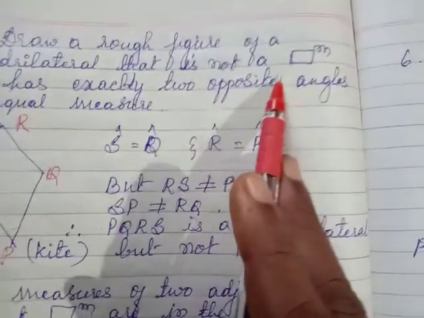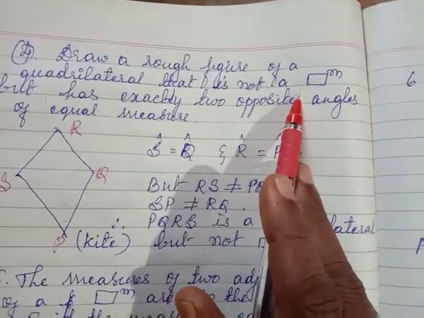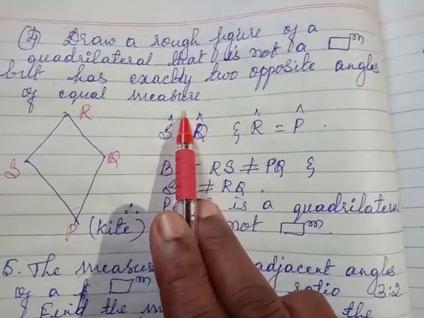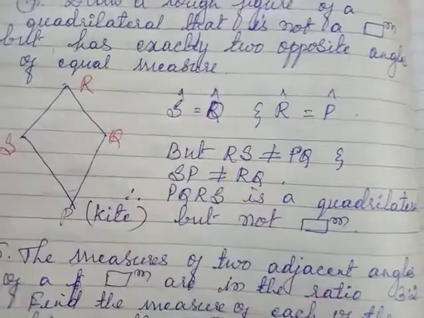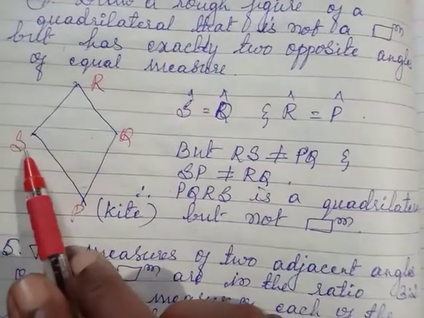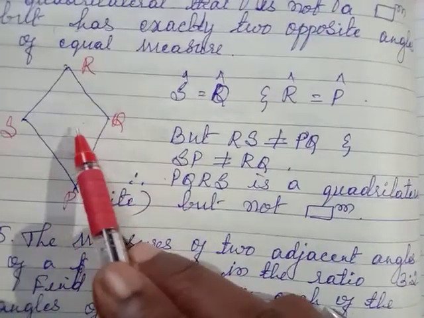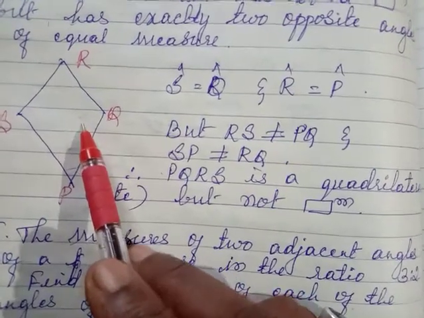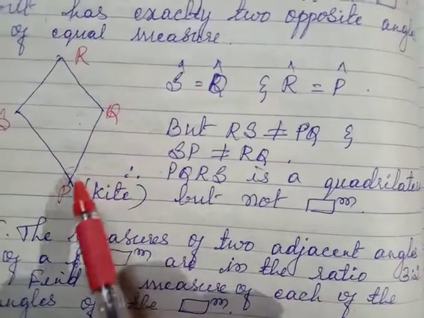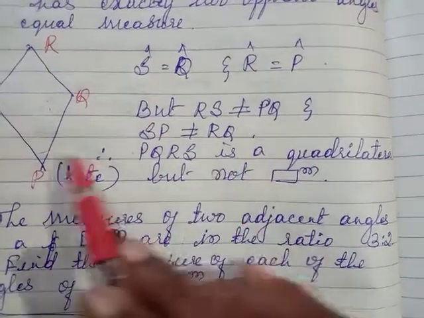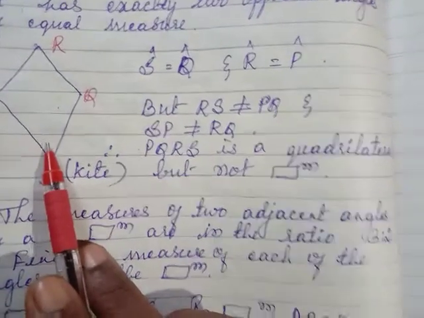Okay, children. Next is: draw a rough figure of a quadrilateral that is not a parallelogram, but has exactly two opposite angles of equal measure. So the best example is nothing but what? Kite. How kite? See, angle S is equal to angle Q, angle R is equal to angle P, but the opposite sides are not equal. RS is not equal to PQ and SP is not equal to RQ. Therefore, it is not a parallelogram. It is a quadrilateral. What quadrilateral? It is nothing but a kite, children.